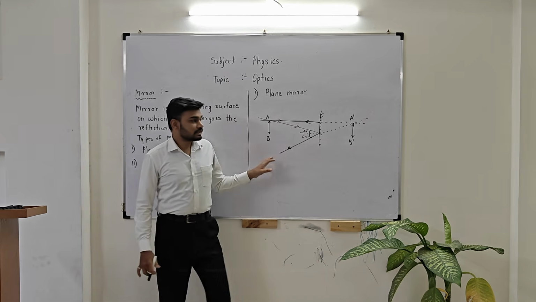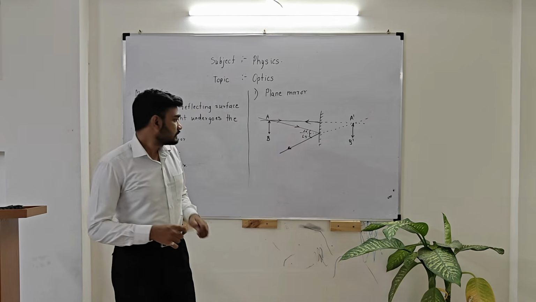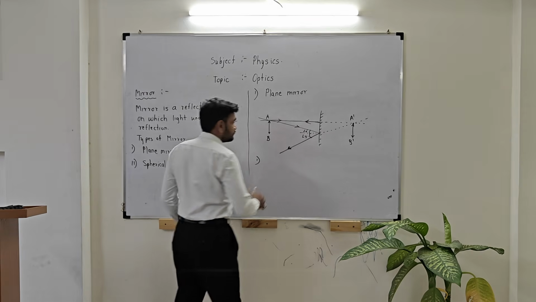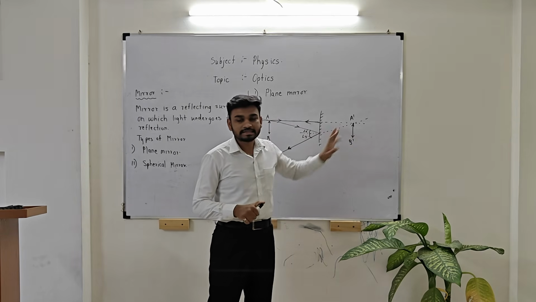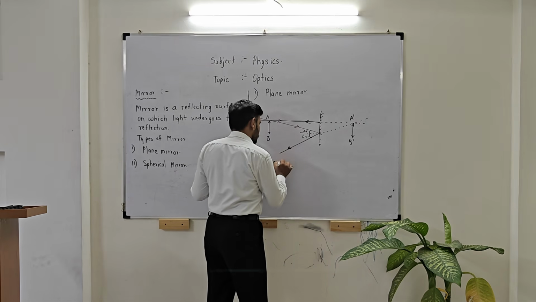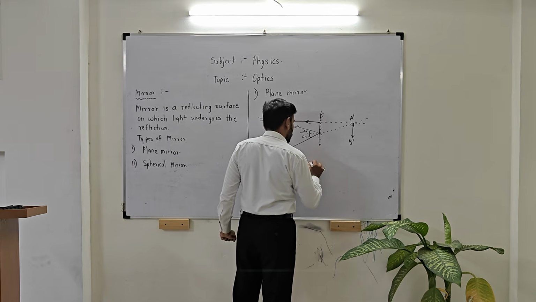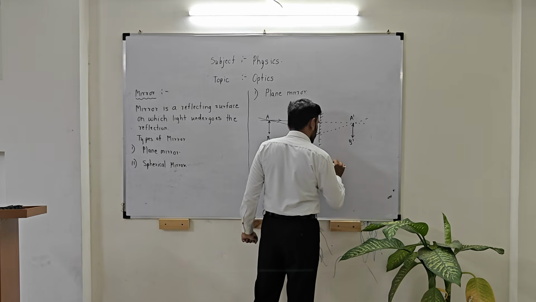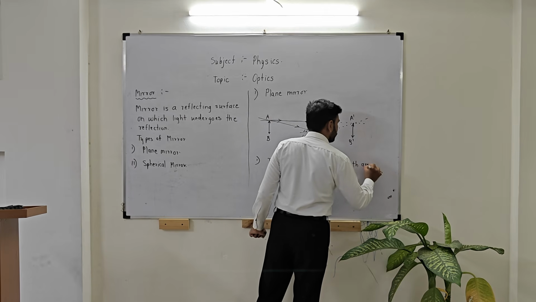Here, there are two to three things we have to notice. The first point is that the size of the object and the size of the image will be the same. Size of object and image both are the same. This is the first point.